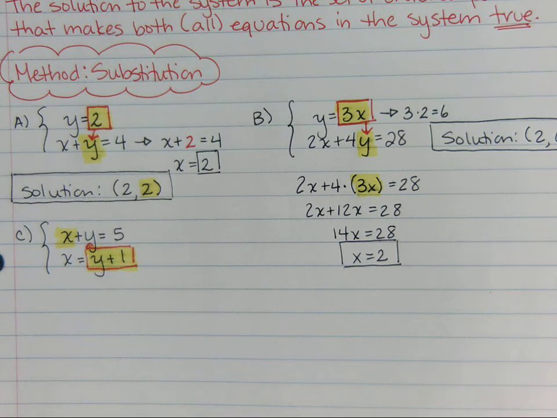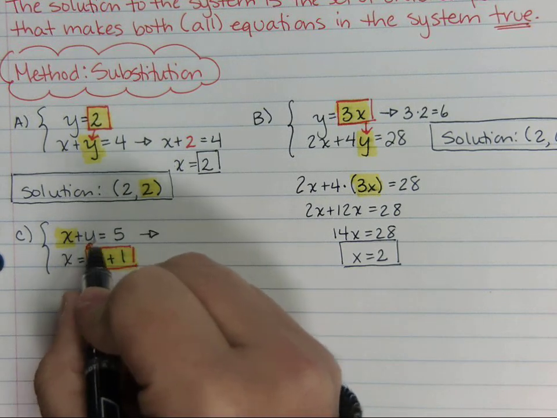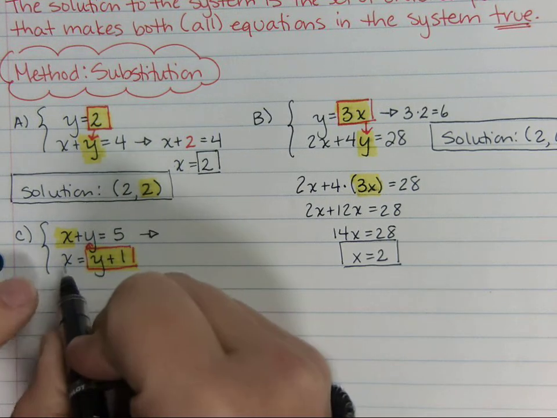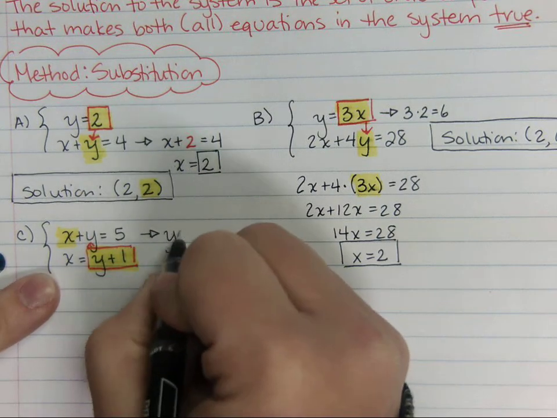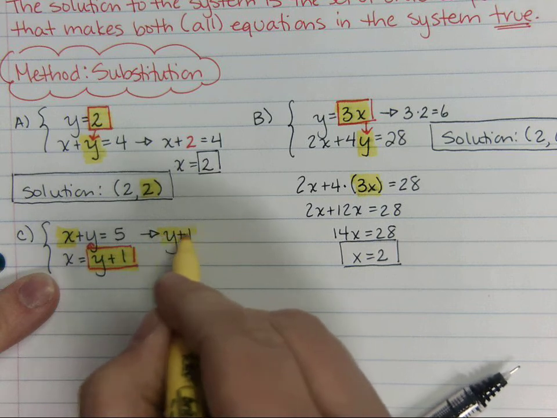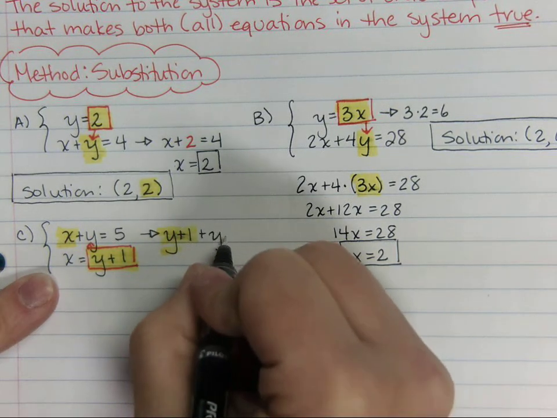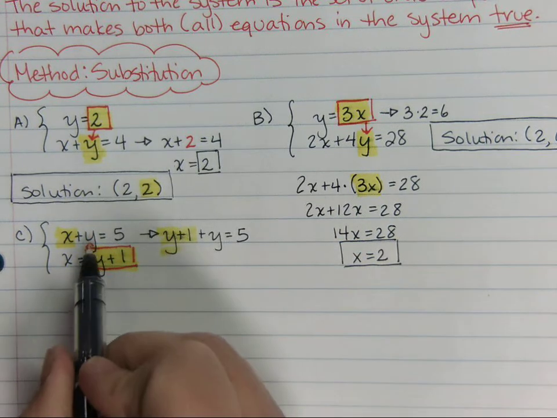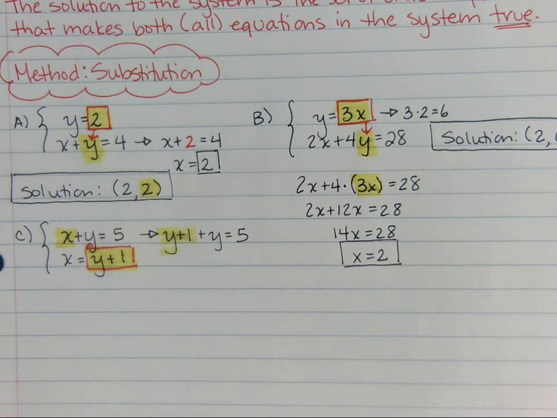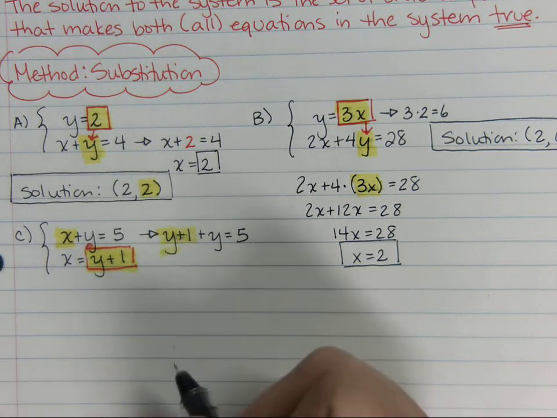And so what that's going to look like is, in this equation right here, instead of it saying x plus y equals 5, I'm going to replace x with the expression y plus 1. And that's my substitution for x, plus the y that was already there equals 5. So this y equals 5 is still part of my equation. I'm just replacing my x with that expression.